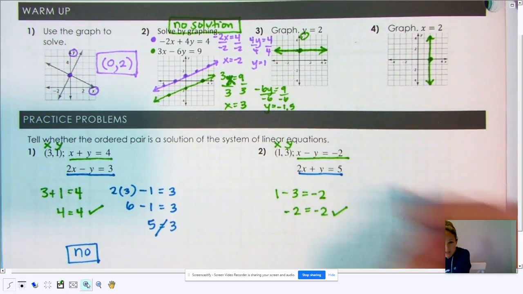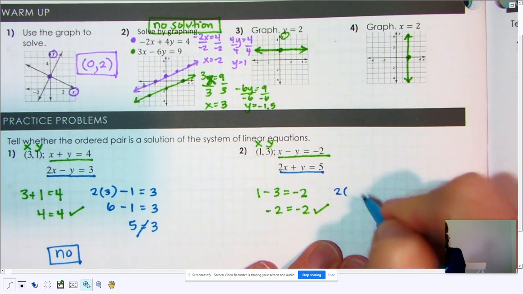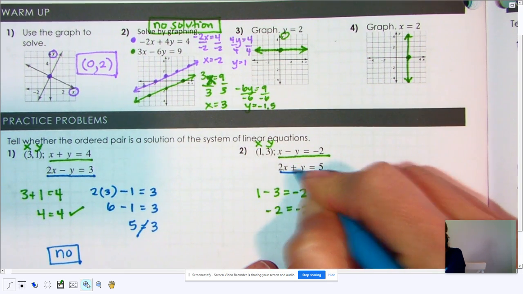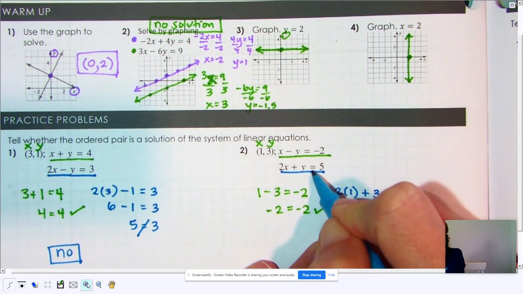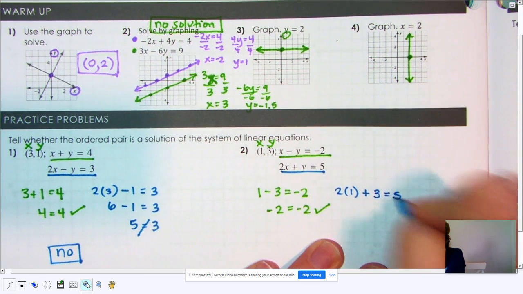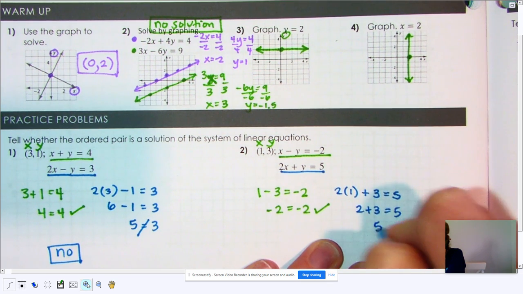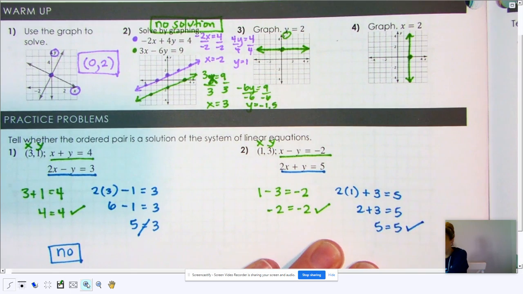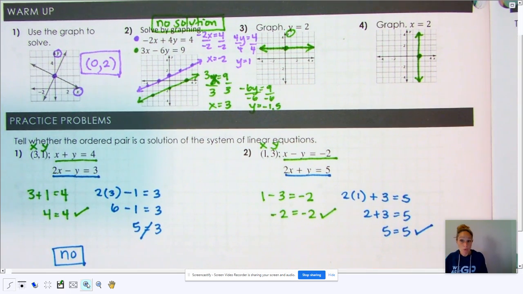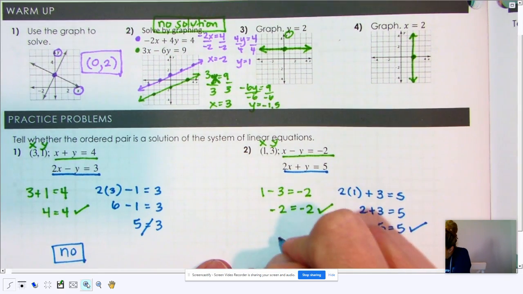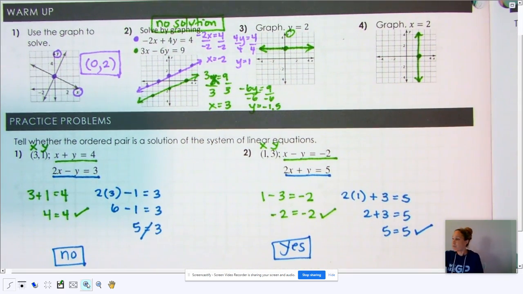Okay, so for the next one here, I'm going to write 2 instead of x. I'm going to put in the 1. I'm going to copy the plus. Instead of y, I'm going to put in a 3, and then I'm going to say equals 5. So 2 times 1 is 2. 2 plus 3 is 5, and 5 does equal 5. That is correct. So because it works for both equations, yes, this is a solution to the system, okay?